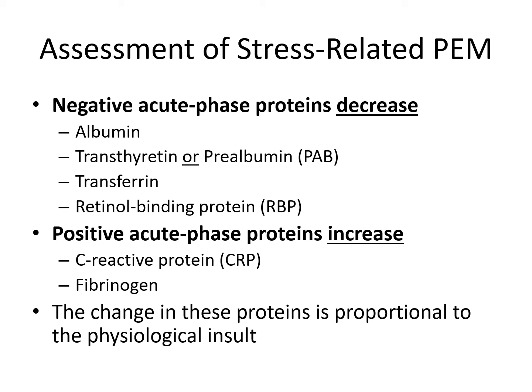Now the other thing that's important to note is that the change in these proteins is proportional to the physiological insult. Which again, this is just a fancy way of saying that if someone is really stressed or injured, their albumin goes down a lot. If they're only a little stressed or injured, their albumin goes down a little. And same thing with CRP. If someone is injured or stressed a lot, then CRP goes very high. And if they are only stressed or hurt a little, then CRP only goes up a little.